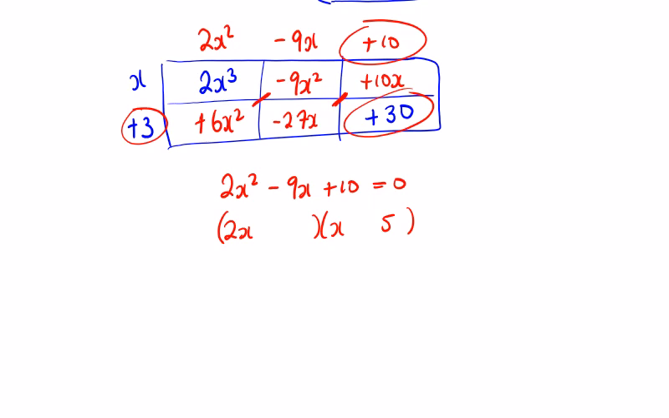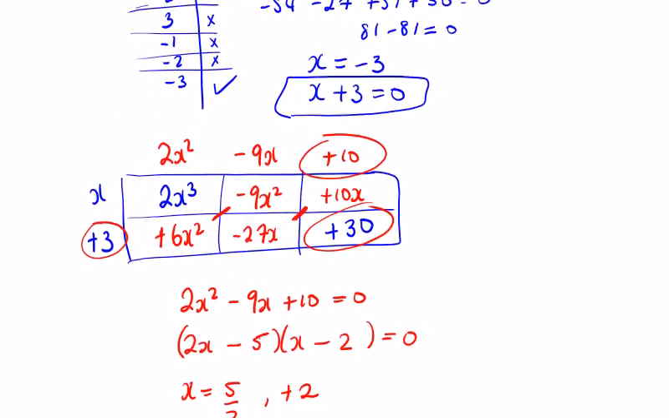Does 5 by 2 work? No. Yeah, 2 by 5. 5 by 2 does work. 5 and a 2. Minus 5x, minus 4x is minus 9x. So you can see here my solutions are x is equal to 5 over 2, plus 2.